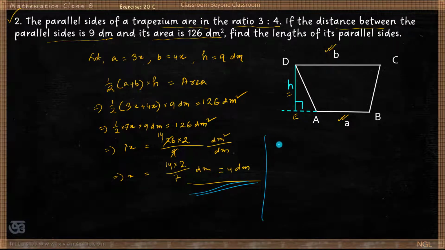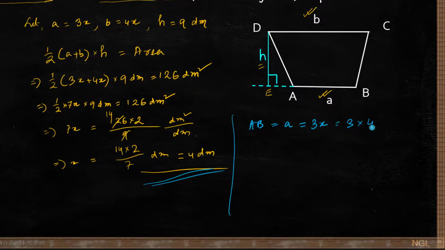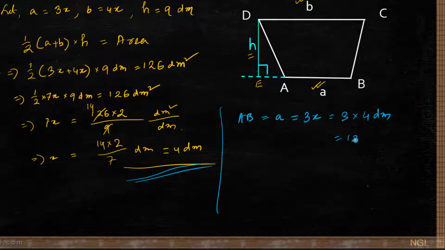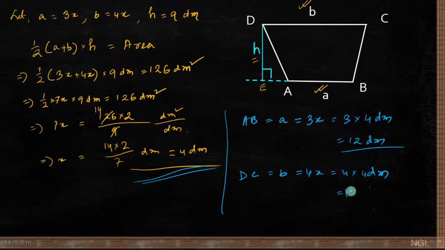Now we have to find the length of its parallel sides. So parallel side AB, that is equal to small a, and small a is equal to 3x. So that is equal to 3 multiplied by 4 decimeter is equal to 12 decimeter. One parallel side, and another side DC is equal to b, and this is 4x is equal to 4 multiplied by 4 decimeter, that is equal to 16.